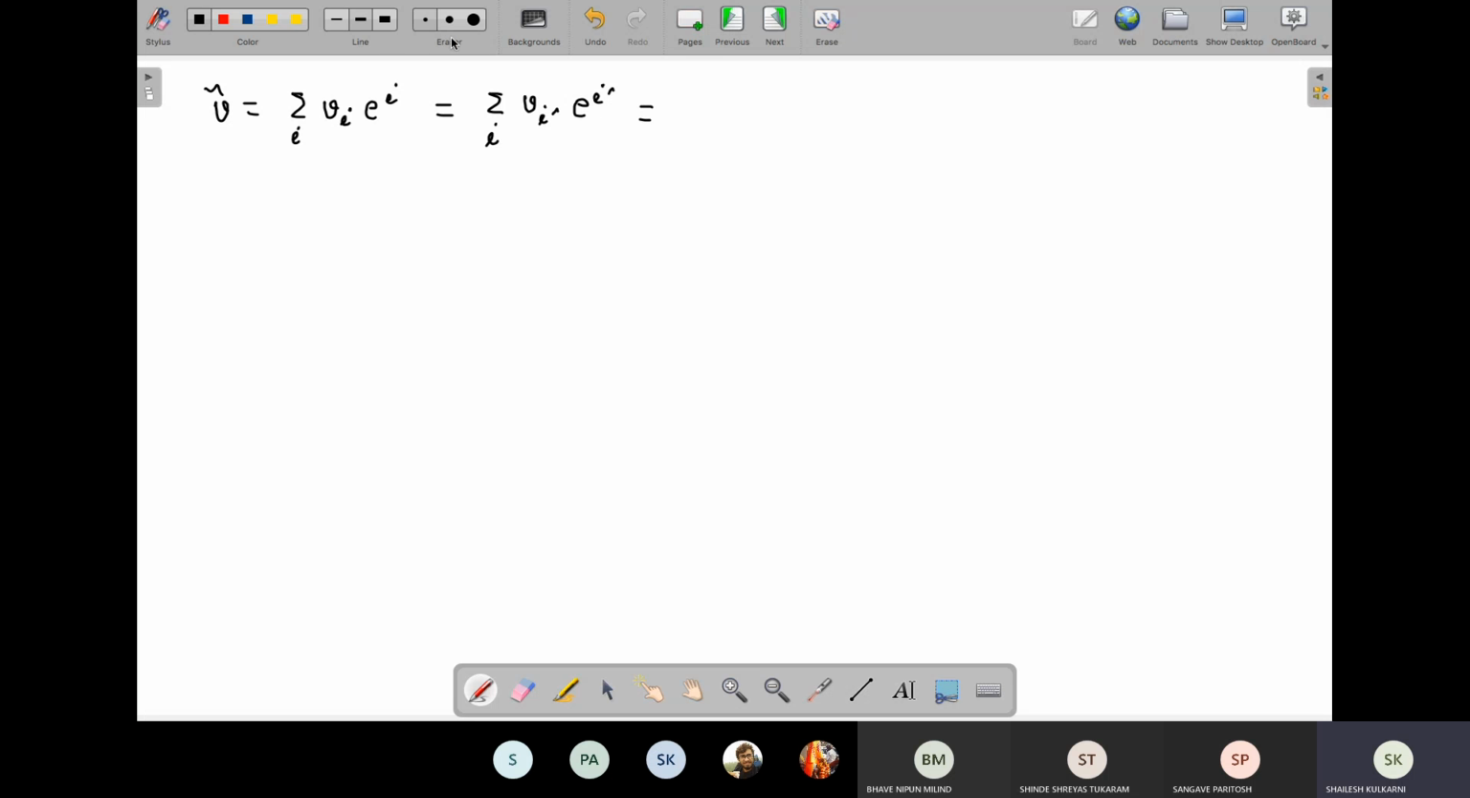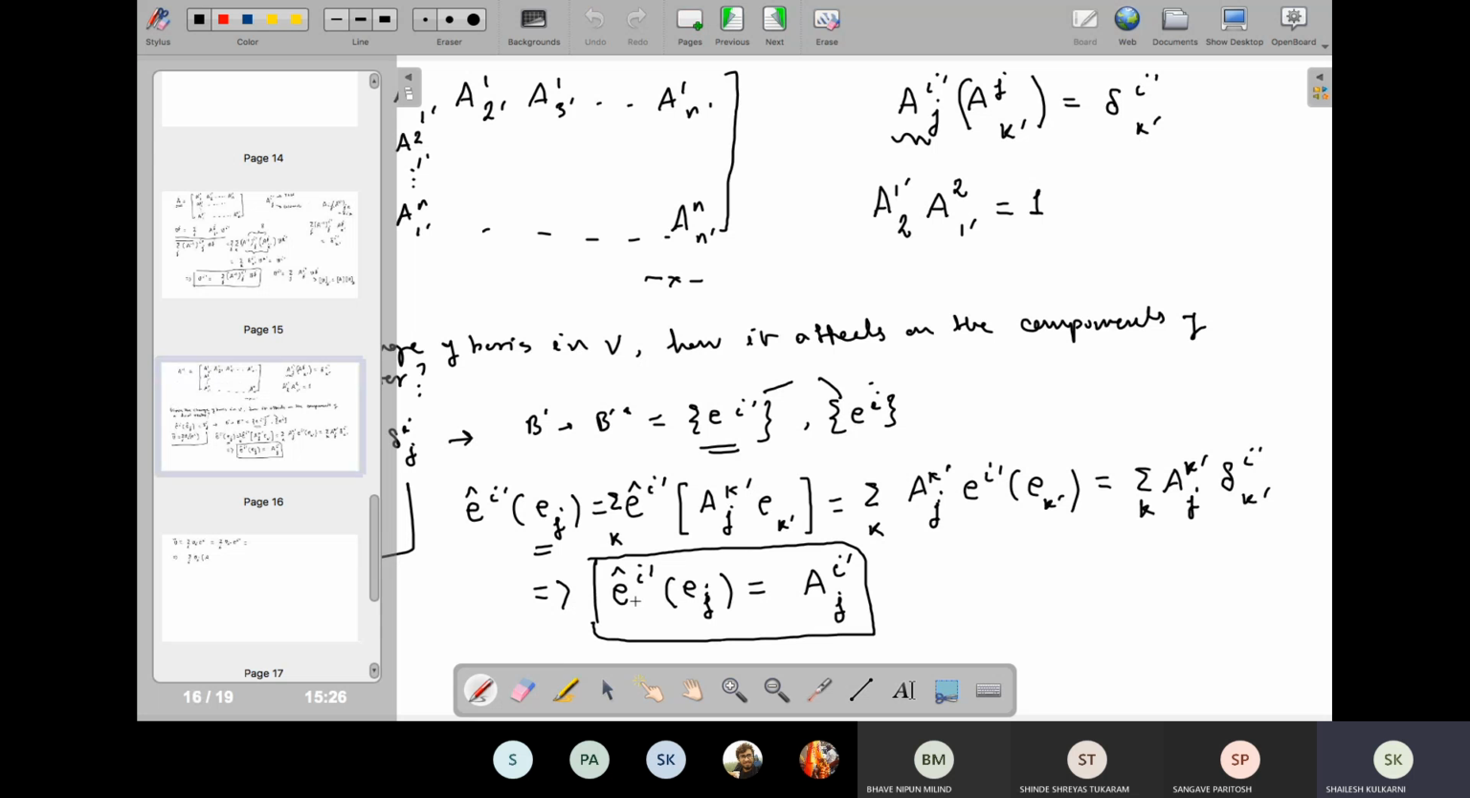Now you can substitute. What is our aim? Our aim is to calculate this. Either we can substitute the form of E I here or the form of E I prime here. Both are the same. So let me substitute the form of E I prime here. This is nothing but the summation over I of V I, and I will use E I. What was our previous result? E I prime E J equal to A I prime J.